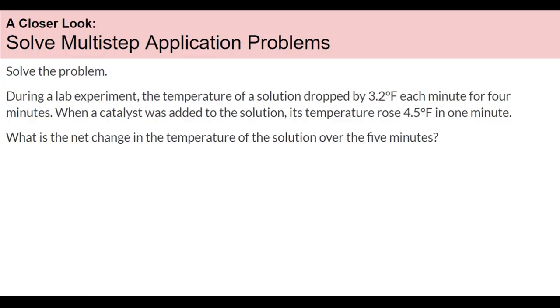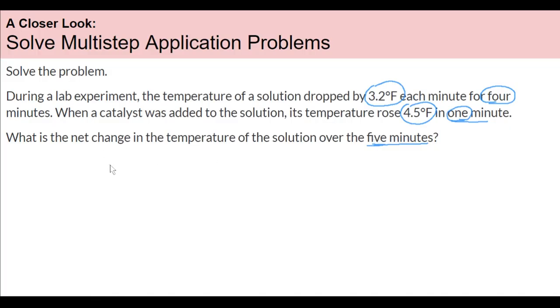All right, how did you do? Okay, we got several numbers. Let's circle them. 3.2 degrees Fahrenheit. We got the 4 minutes, and then the temperature rose 4.5 degrees Fahrenheit in that minute. So we have 1 minute, so we have the number 1. We got 5 minutes total there. So sometimes we might not use every single number. Okay, so what was the change?